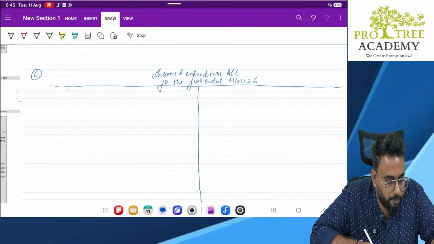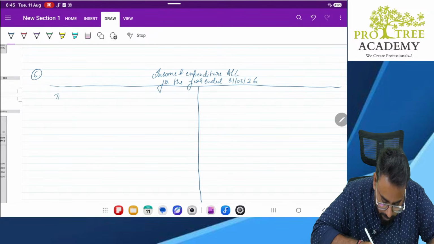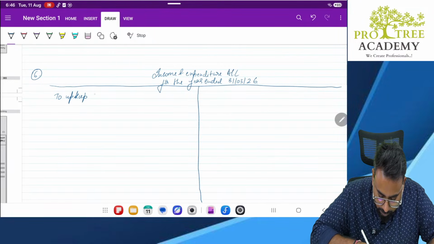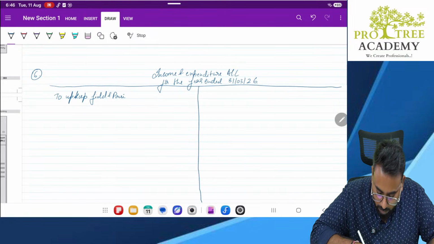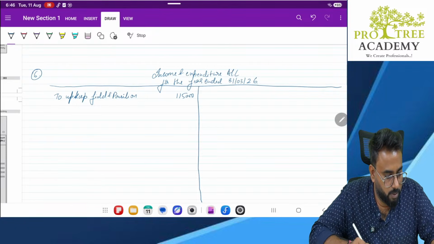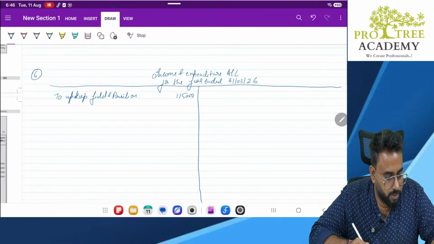To upkeep of field and pavilion, 1,15,000. Yes, that is an expense. To upkeep of field and pavilion means to maintain the field and pavilion. One lakh 15,000, that is our expenditure. Now, next, tournament expenses.